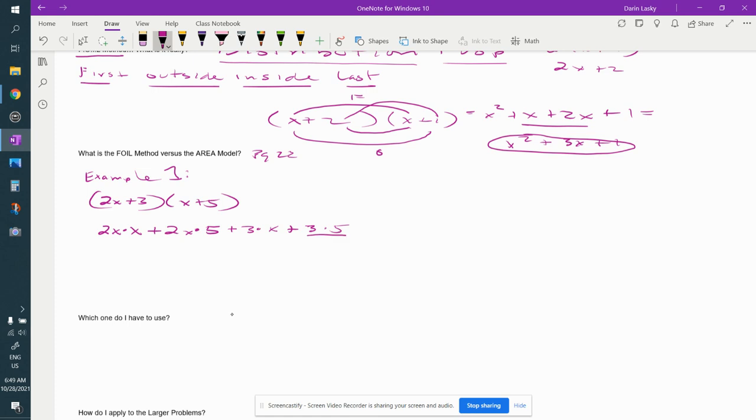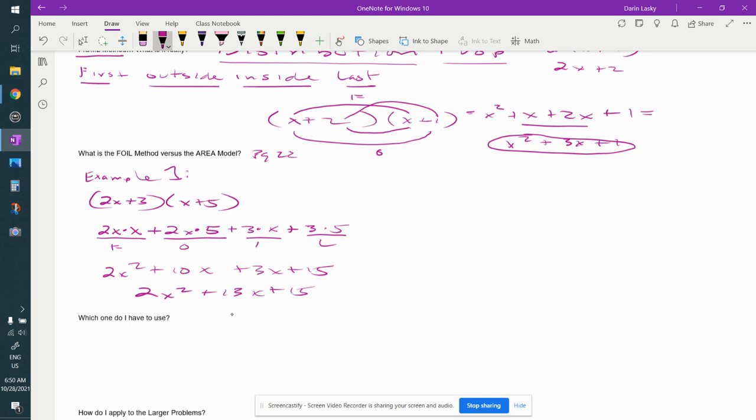So we've got first, I'm sorry here. Hold on, let's kind of look at this. So we've got our first, outside, inside, last. So 2x times x is 2x squared plus 10x plus 3x plus 15. And then we get 2x squared plus 13x plus 15. That's how we do using the FOIL method.